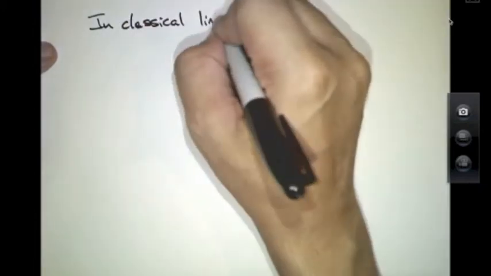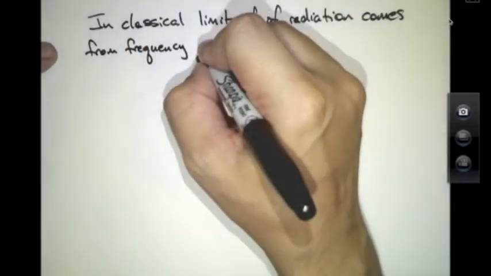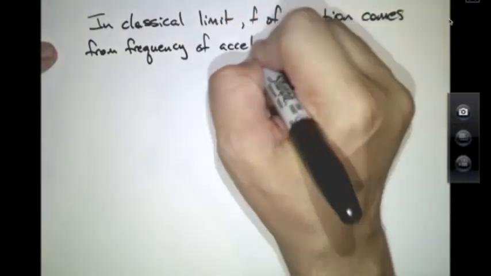Another way to describe the frequency of emitted electromagnetic radiation is classically. In the classical limit, the frequency of the radiation comes from the frequency of the accelerating charge.